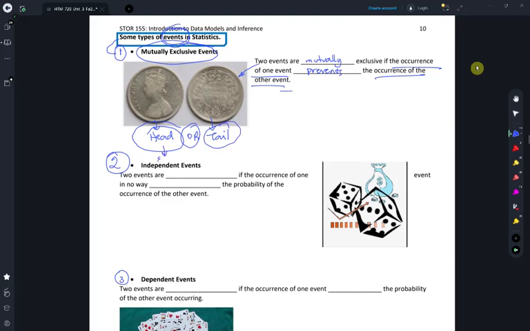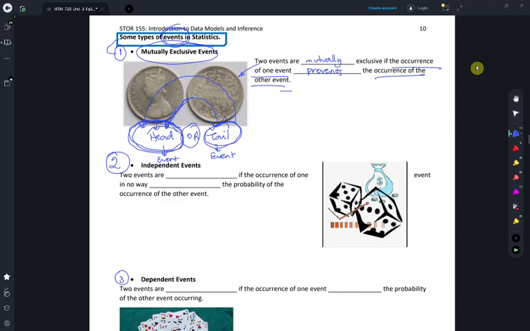So the event of getting a head and the event of getting a tail cannot both occur. It's an either or scenario. Either you get a head or a tail. If you get a head, it prevents you from getting a tail in the single toss of a coin, and vice versa. That is, if you get a tail, it prevents you from getting a head at the same time.